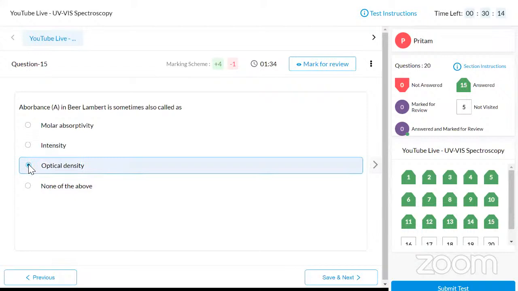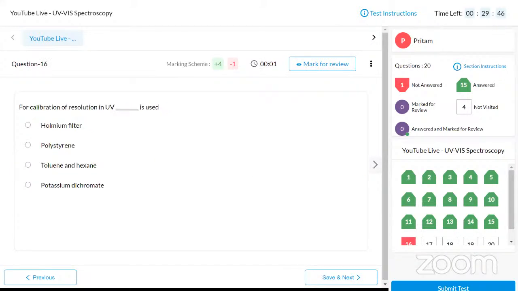Why? Because the meaning of absorbance and optical density is literally the same, which means the quantity of light absorbed by a solution. So the more light your sample absorbs, on the basis of that absorbance you will get the absorbance value. So that is how you will identify the concentration of the sample, because of how much light your sample has absorbed. So optical density is your answer. So saving and moving on to the next question.